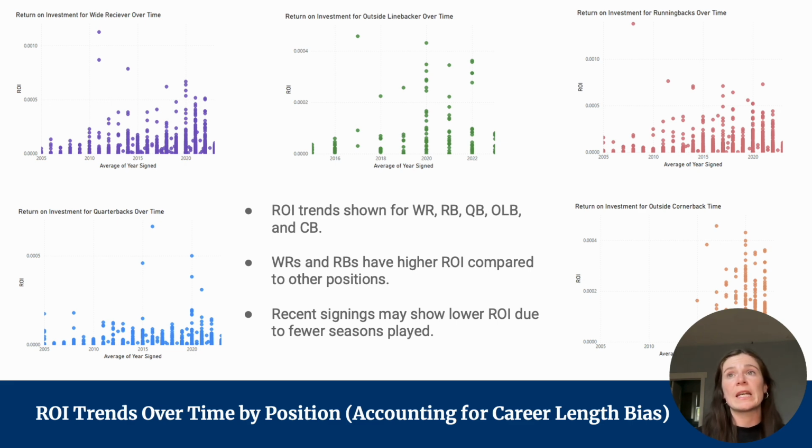Which was very interesting, noting that running backs over time seem to have the most steady rate of ROI, return on investment, for the teams that they sign versus positions like quarterback and linebacker, which seem a little more scattered. We didn't have as much data for cornerbacks for the first 10 or so years of the data, so those numbers are a little bit more skewed than the other positions, but it still gives us a nice visual to compare the ROI trends over years based on different popular positions in football.